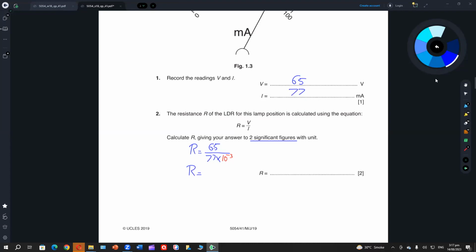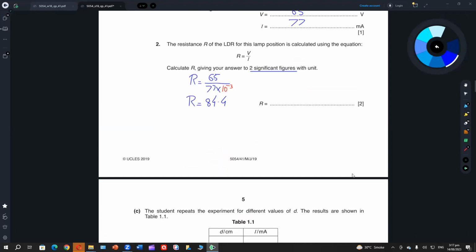84.41. Oh, I think I checked the wrong answer. What answer did you say, 84? 84.41. You were right. The current is 77. Sorry, maybe the wrong position. It's okay. 84.4, right? Yeah, yeah. Okay.